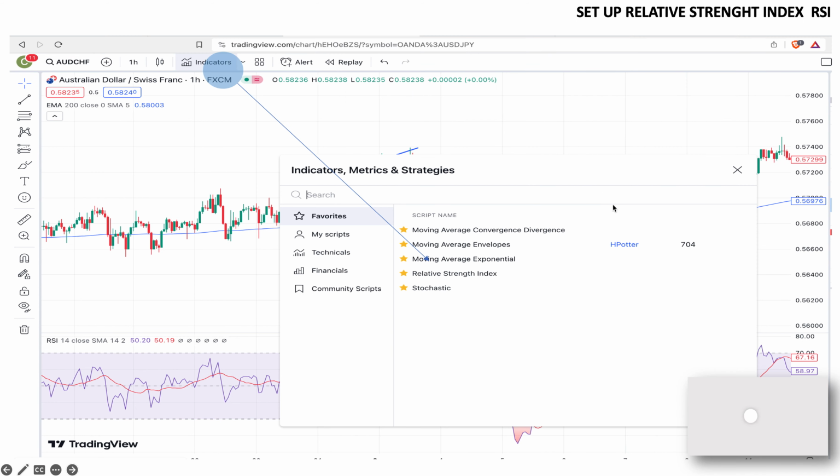Very simple, guys. Then how to set up a relative strength index, RSI. You just go to your indicators, click on it, and then you type in the search bar RSI or relative strength index, and then favorite it so you can easily find it. And when you click on it, voila, it automatically pops up, already set to your time frame, so you don't have to mess with it, you don't have to play with it. And then you remember the strategies I have shown you and how to use the RSI and apply it and be profitable.